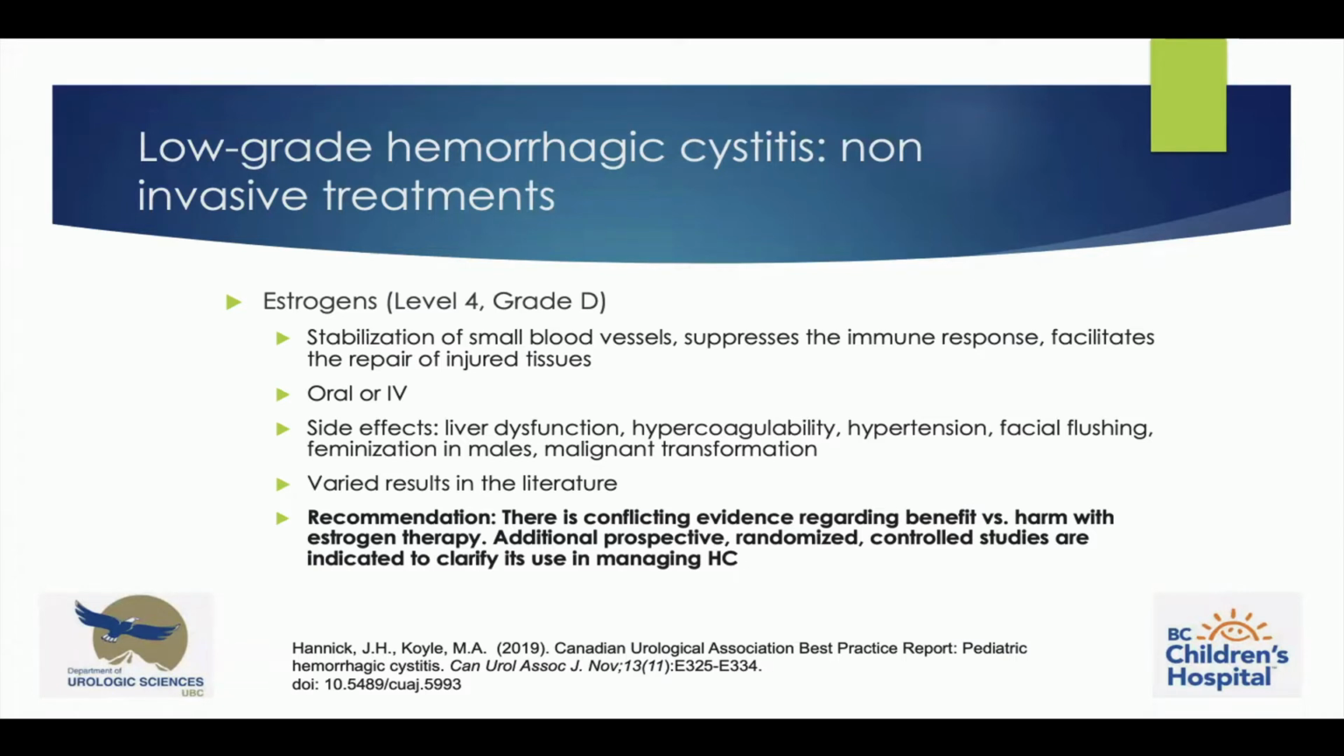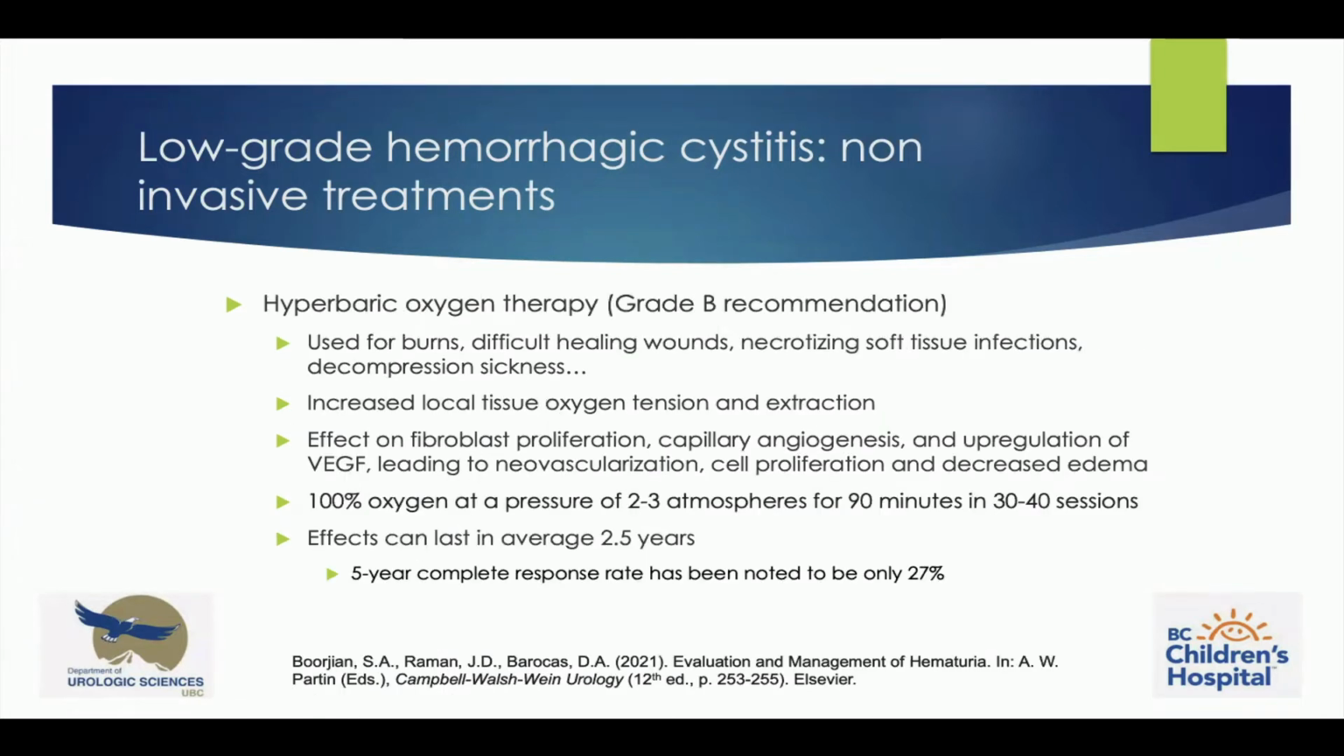And the results in the literature are really varied. So in the end, the COA's best practice report recommendation is that there is conflicting evidence regarding benefit versus harm with estrogen therapy, and that additional studies are required to clarify its use. And then we have hyperbaric oxygen therapy, which has the highest grade recommendation that we have in this best practice report. It's a grade B recommendation.